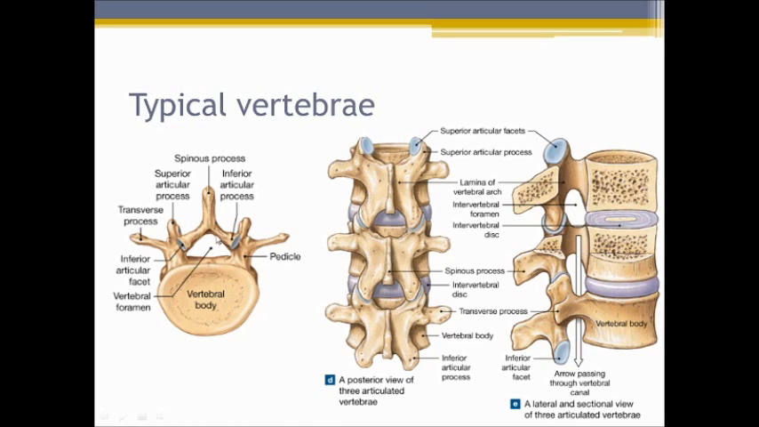The vertebral foramen is the larger hole in the middle that allows the spinal cord to pass through, and the spinous process is the part that sticks out. If you palpate with your hand down the center of your back, you'll be feeling the spinous process.